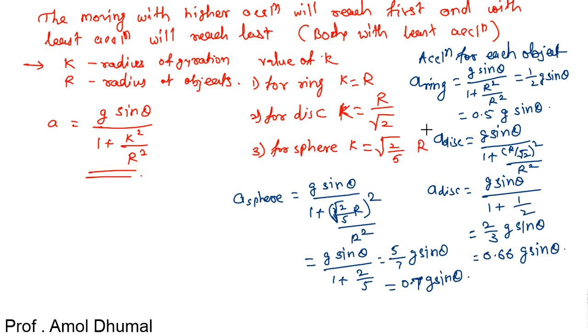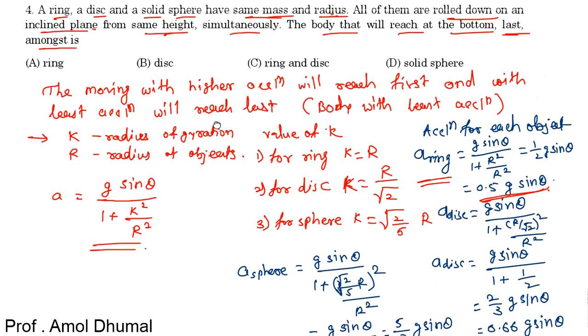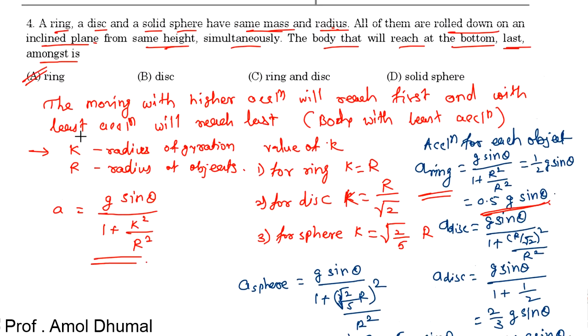So among these, the acceleration of ring is 0.5 g sin theta, which is less amongst all these three. So we can say that the ring has the minimum speed. The ring will reach the bottom last. Likewise, we can solve this problem by using the radius of gyration and linear acceleration formula.